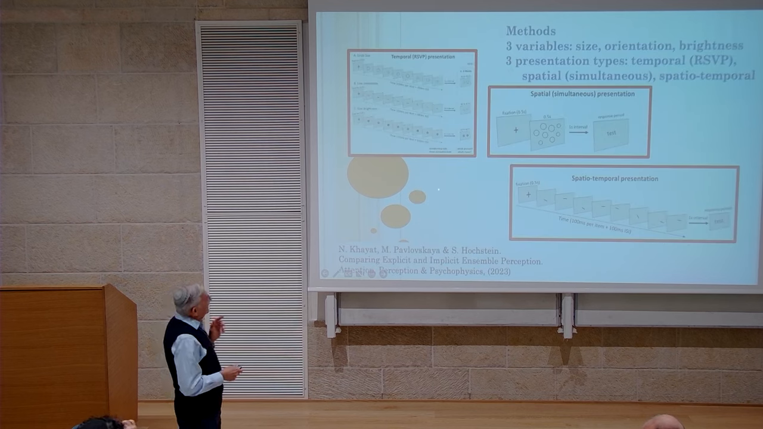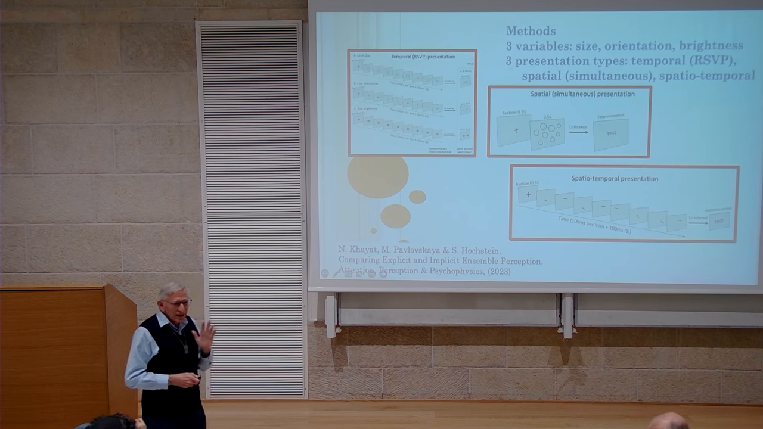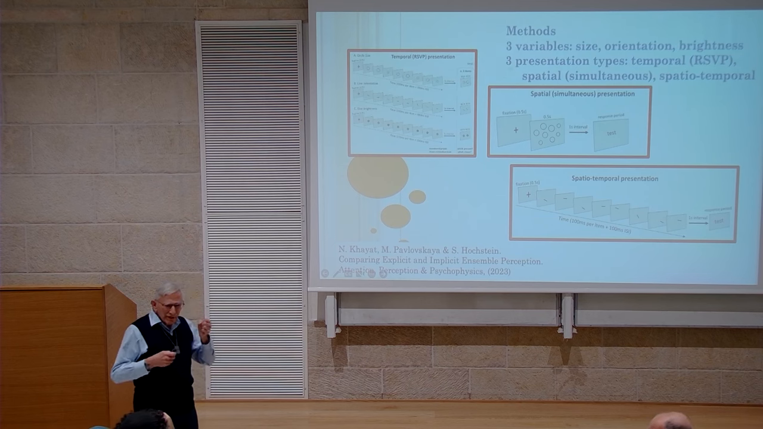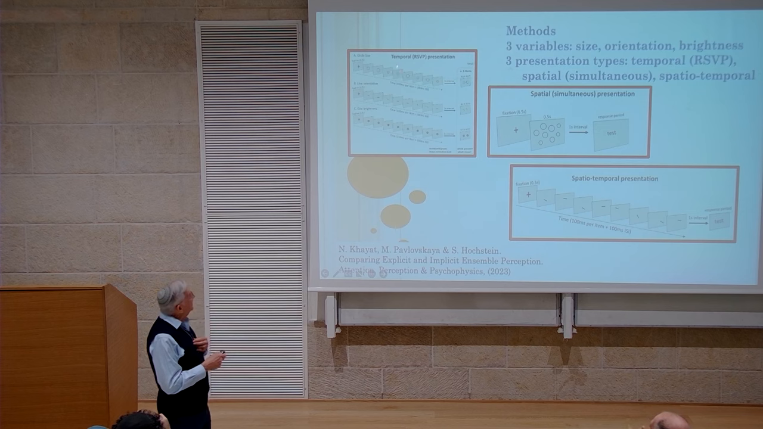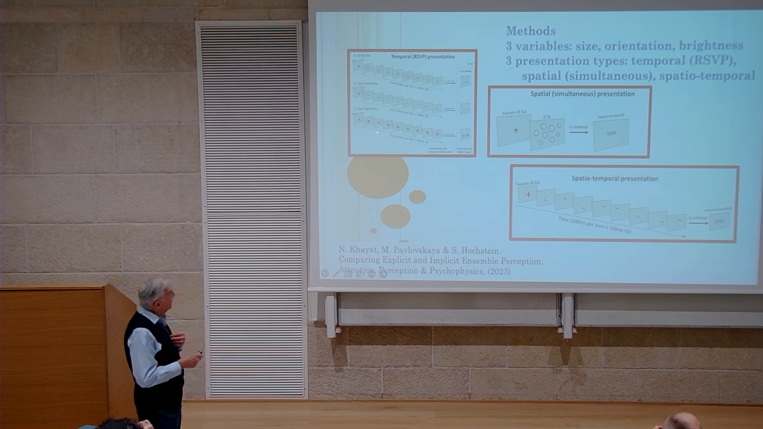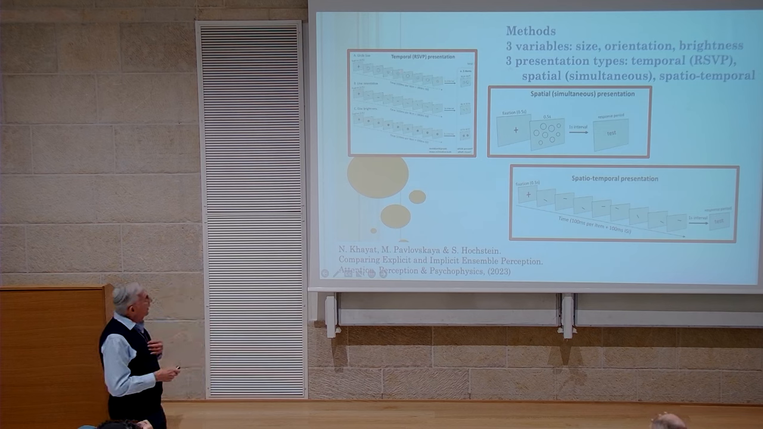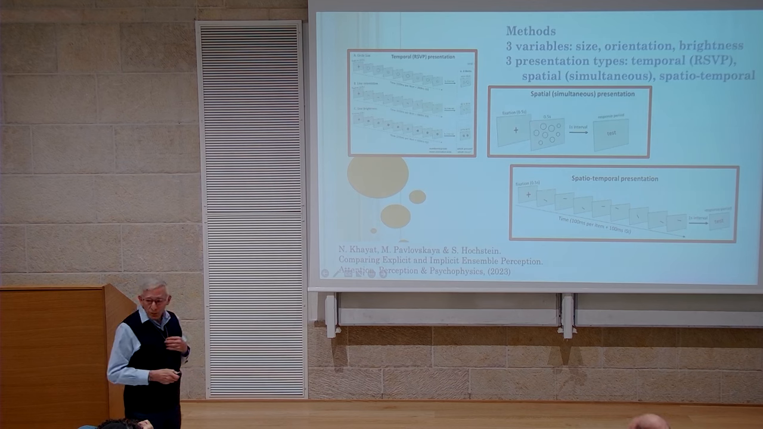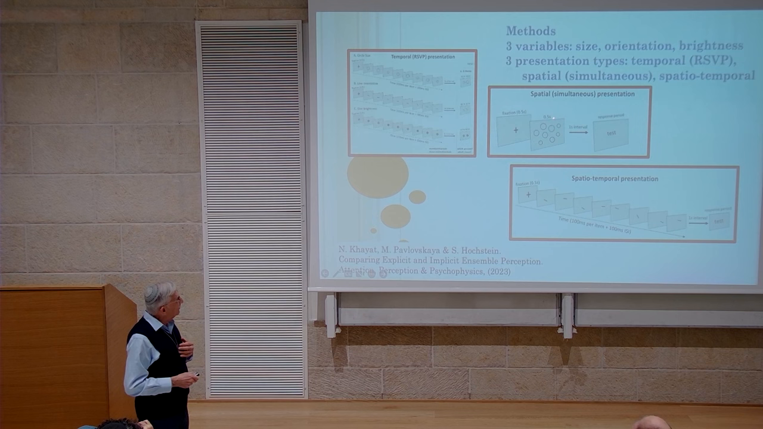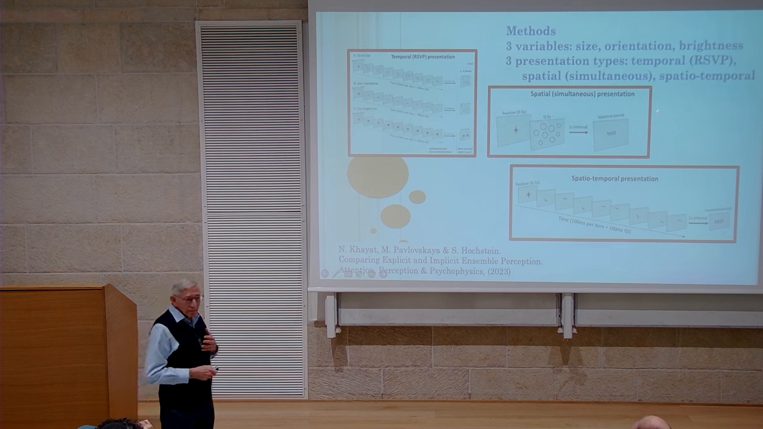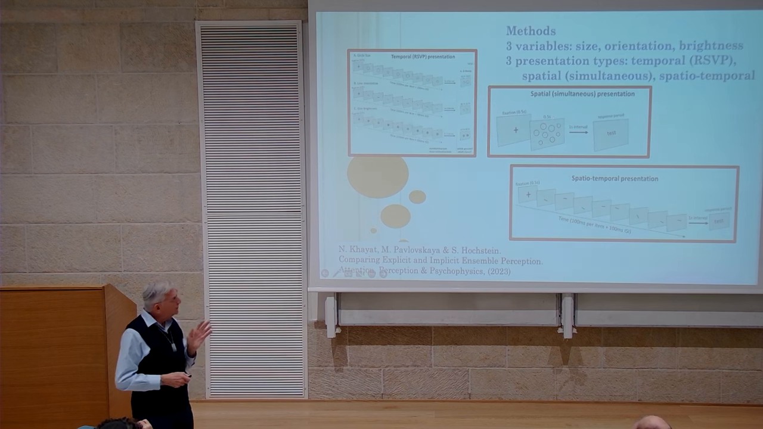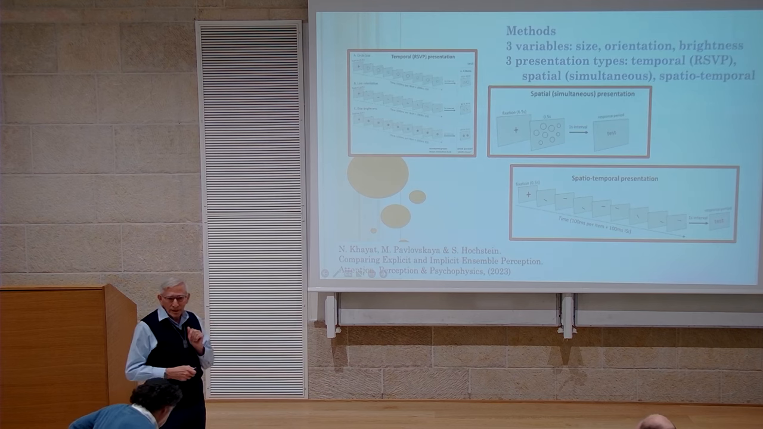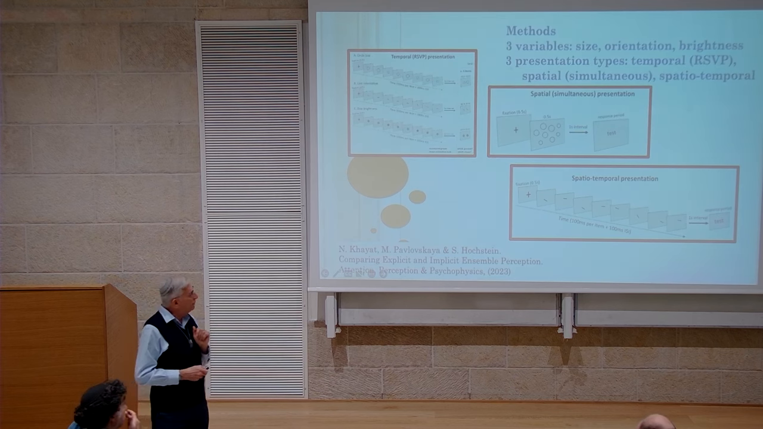Okay, so here we did three. This was a complicated task. We wanted to really get a grand path. So we did, again, circle size, line orientation, and disk brightness. But instead of always presenting them temporally, RSVP one after the other, sometimes we showed them all together. So there should be a spatial dispersion. We gave them more time. We gave them half a second to look at them, and then we're going to do the same test of showing them one that was there and one that was not there and see if they get the mean.